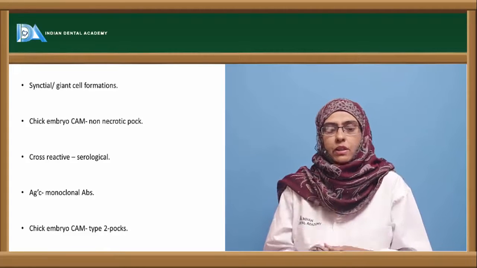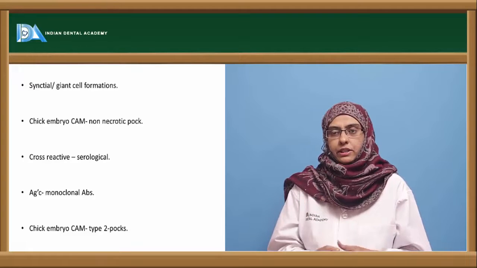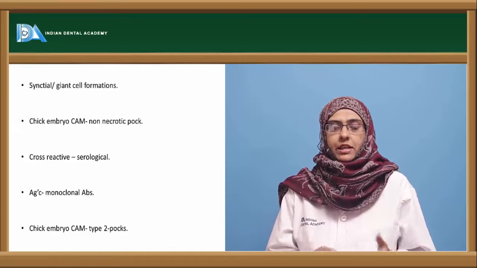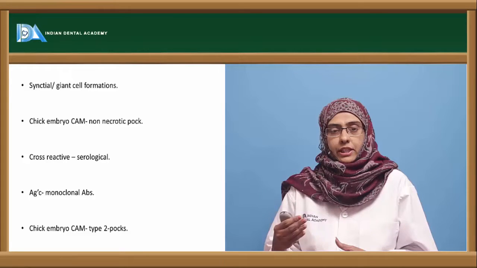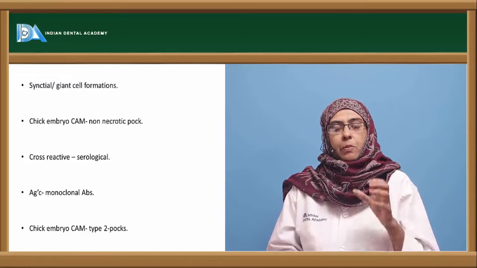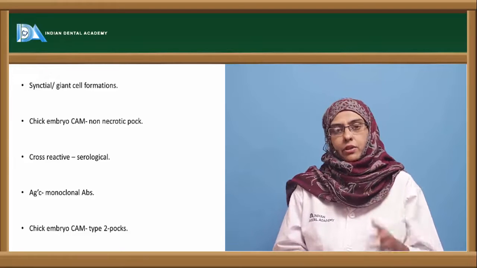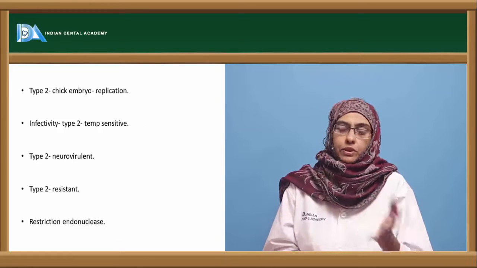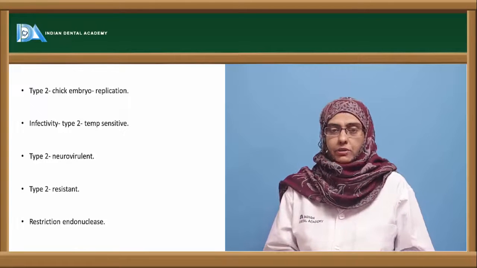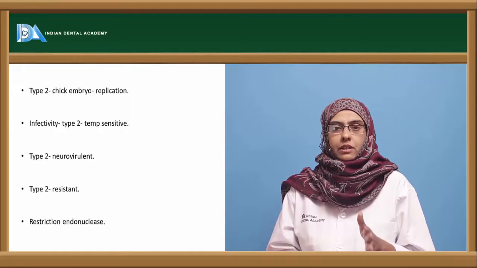So we can make use of the monoclonal antibodies to distinguish between the two important strains. Next is the growth of the organism in cell culture, that is the chick embryo chorioallantoic membrane. In this cell culture, you can see the type 2 strains producing pocks which are similar to those of the variola, whereas type 1 does not produce any pocks in the chorioallantoic membrane of the chick embryo.